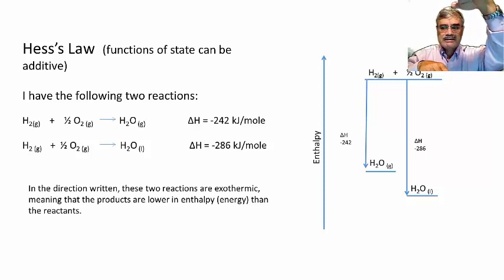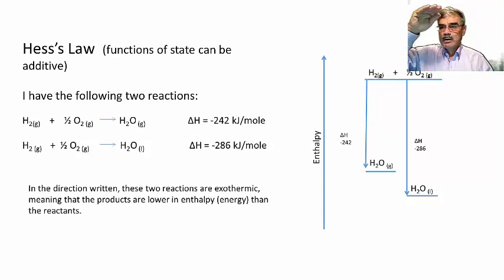Now I also show a second reaction. Hydrogen gas plus oxygen going to water, but this time in the liquid phase. And the enthalpy change for this reaction is slightly larger in magnitude, minus 286 kilojoules per mole. And I show that also in the diagram to the right, where if you start at the same point with hydrogen gas and a half an oxygen molecule, and this time, instead of reacting to water vapor, you go to water liquid, you would actually go to a lower enthalpy level, minus 286.